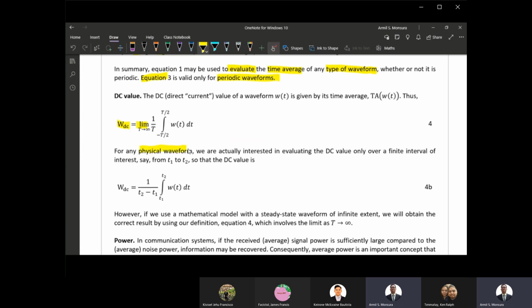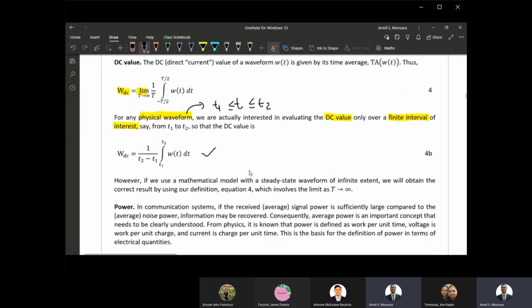For any physical waveform, we are actually interested in evaluating the DC value only over a finite interval of interest. So, if we are talking about a physical waveform which will be defined between, say, T1 up to T2, then the DC value is simply this one. So we just pick the interval where our waveform is defined.